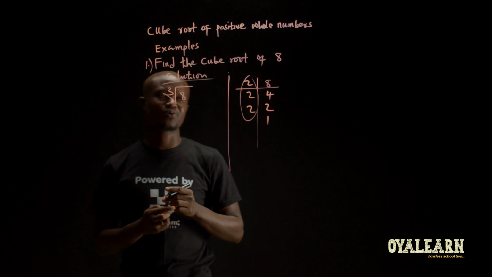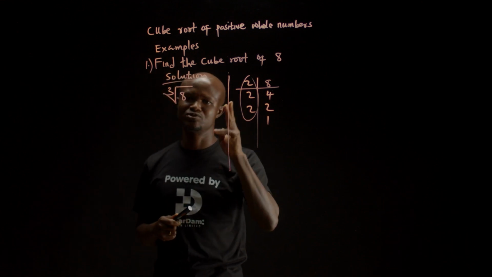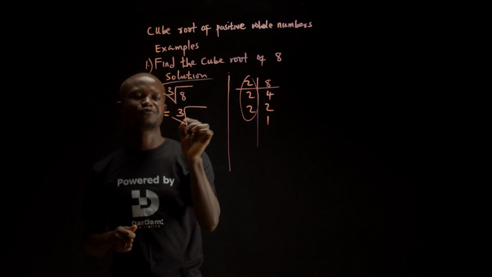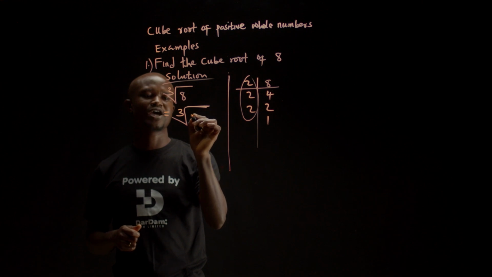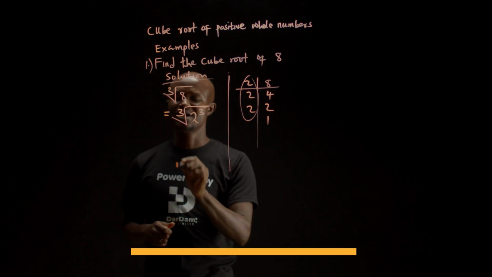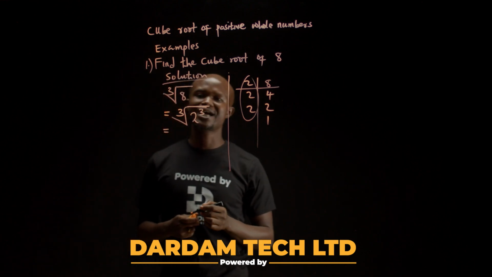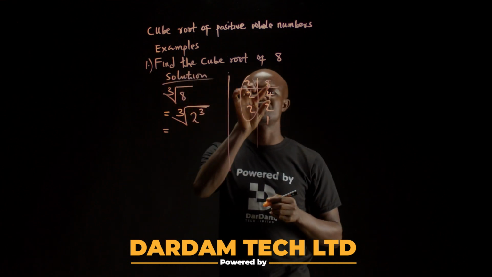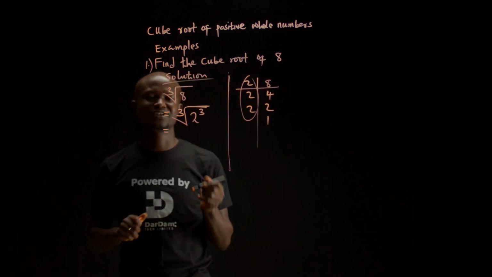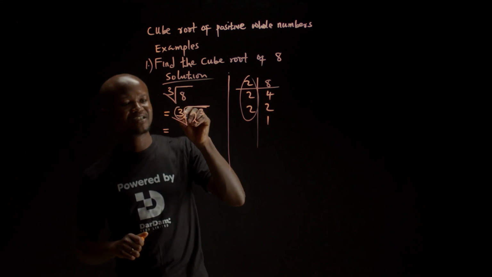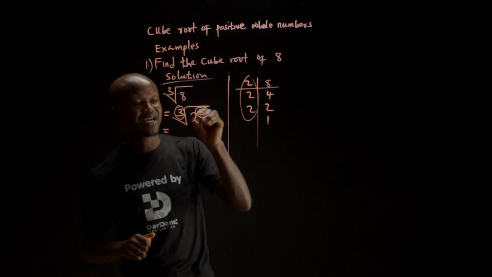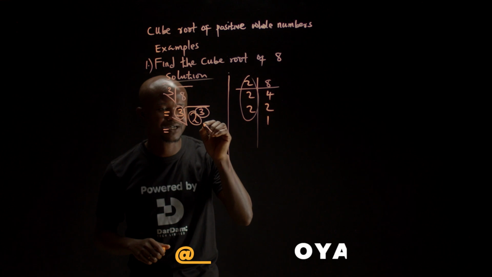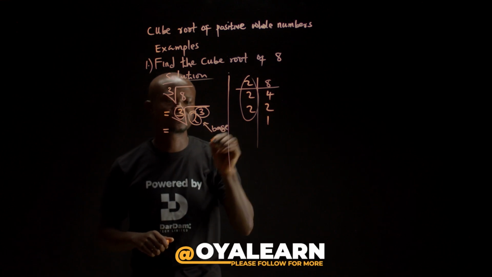So how many 2s are we having here? We are having three 2s. So we can write this as cube root of 2 raised to the power of 3. Now, how do we get our cube root? Since we have expressed 8 as 2 raised to the power of 3, if the number here is the same thing as the power here, then the cube root is the base. This particular number, the base, that is the cube root.